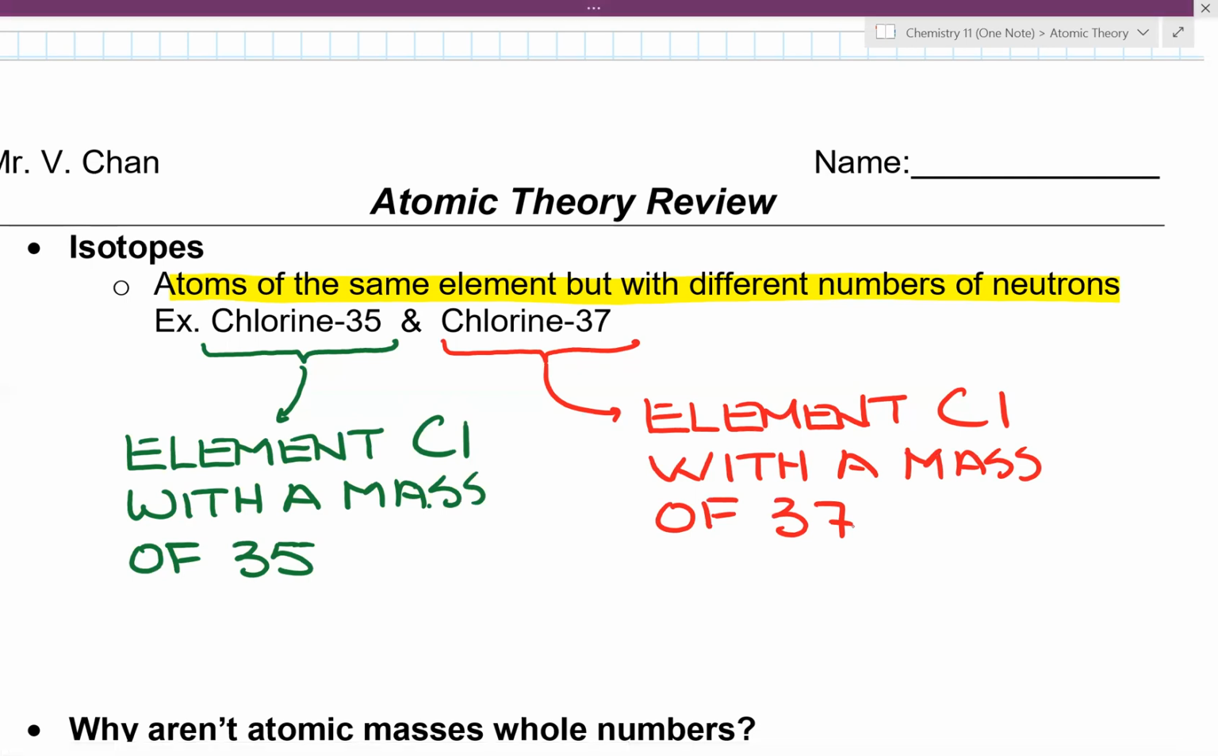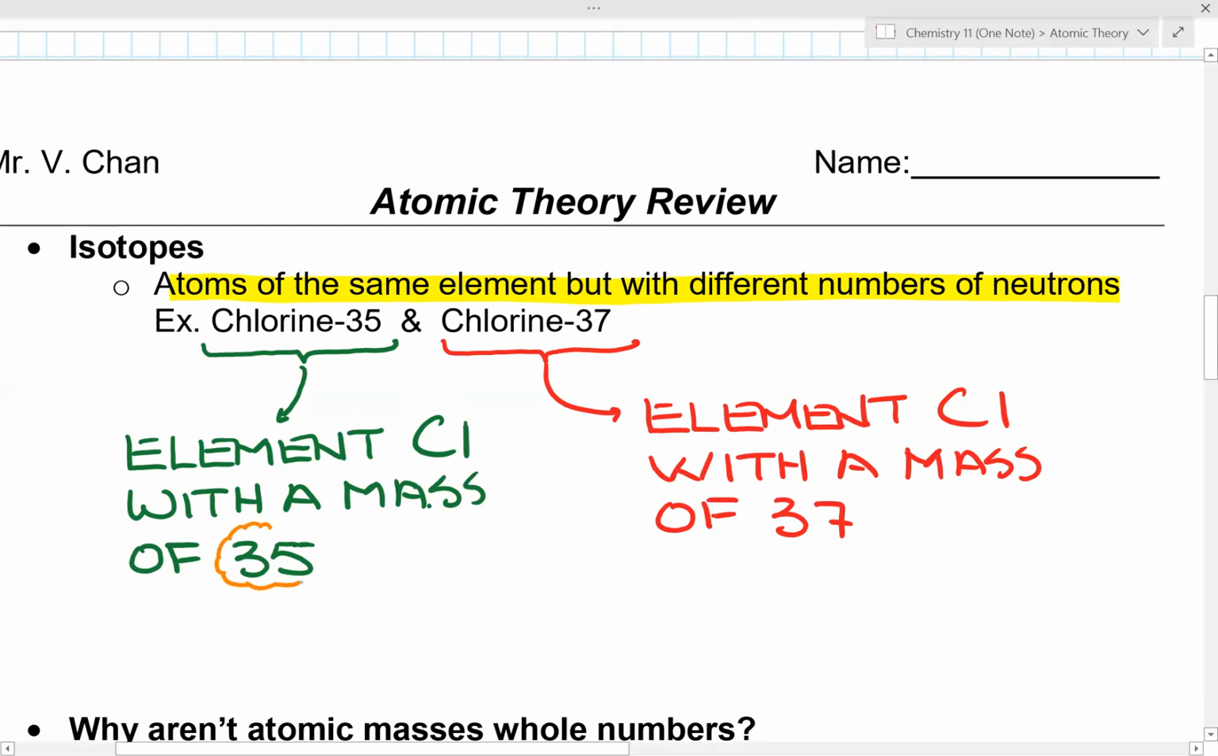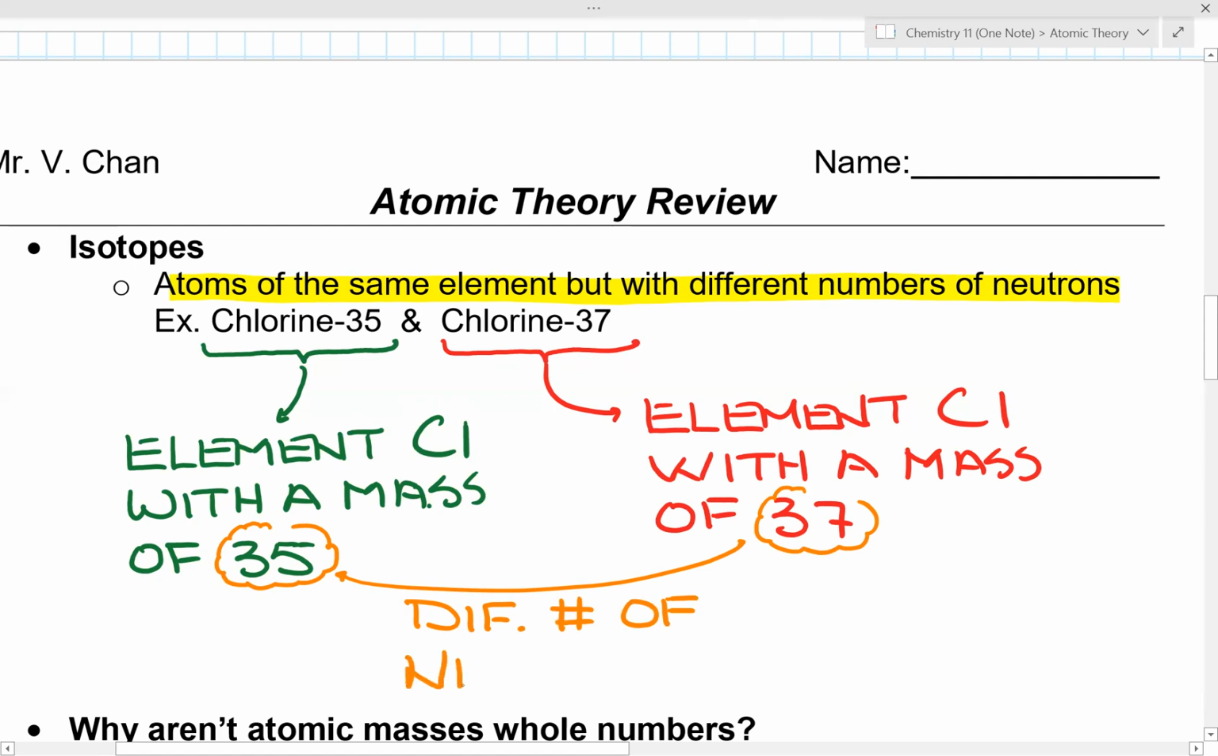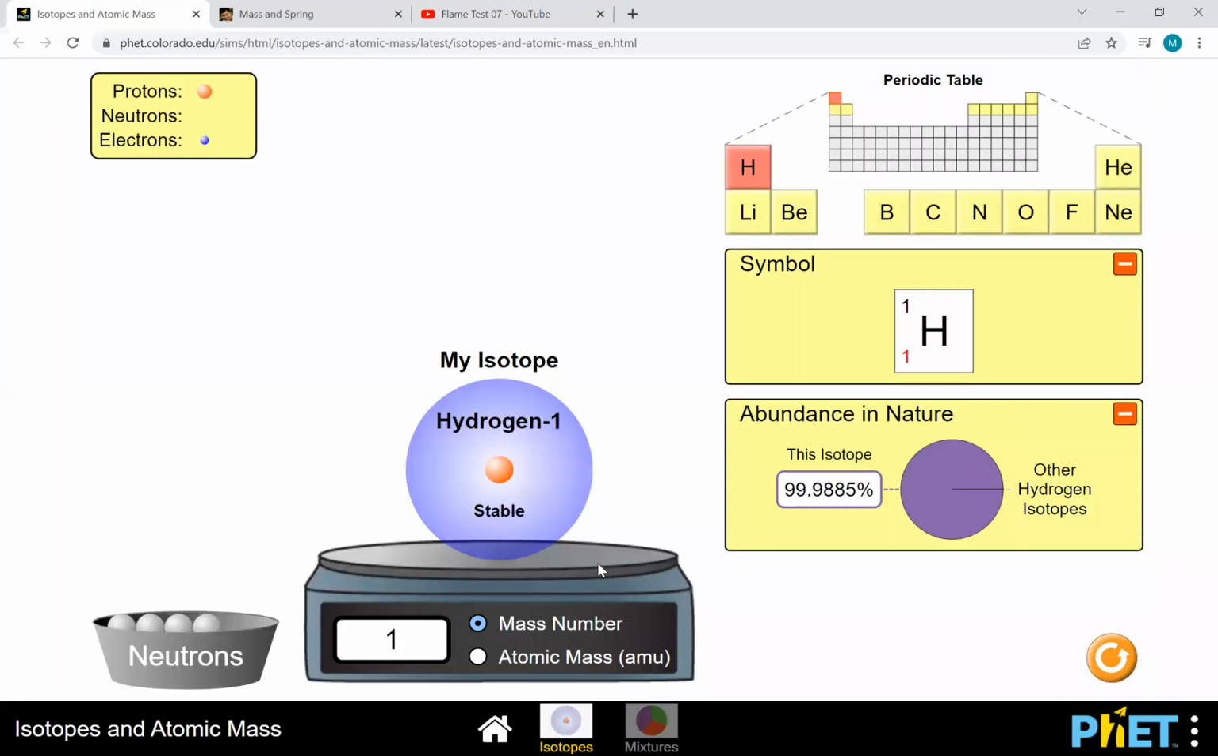Now, again, why does it have a different mass? It's because between the 35 and 37, you have a different number of neutrons. Some of you may have used this last year, the PhET simulation, or even in grade 9. You probably did this one here. With isotopes, you have hydrogen 1, which means a hydrogen with a mass of 1. When I added a neutron, notice the hydrogen element still stays the same, but now the mass has changed to 2. Now we have hydrogen 3. Still hydrogen, which is 1 proton, but now we have 2 neutrons. That's why the mass is changed to 3.